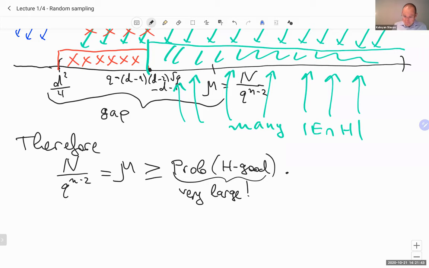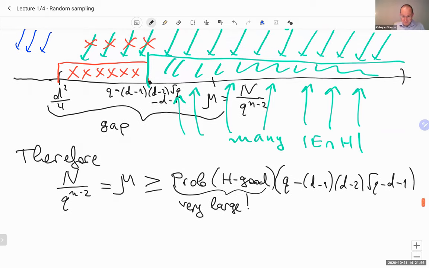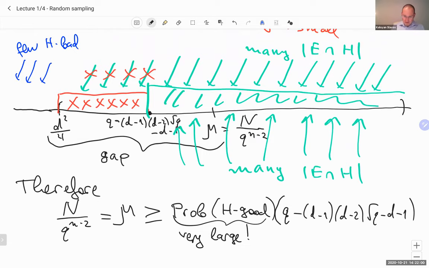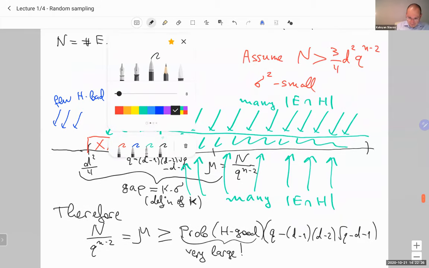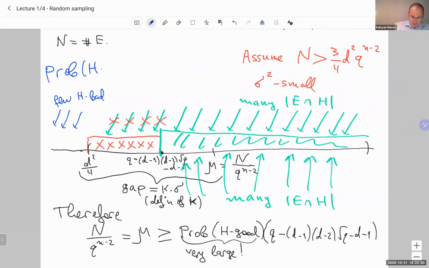And for each good H, the value of our random variable is at least Q minus d minus 1, d minus 2 square root of Q minus d minus 1. Let me do one little thing. Let's call the gap between d square over 4 and the mean K times sigma. This is our definition of K. And then the probability that H is bad: anytime H is bad, the value of the random variable falls to the left of d square over 4, so it's at least K sigmas away from the mean.